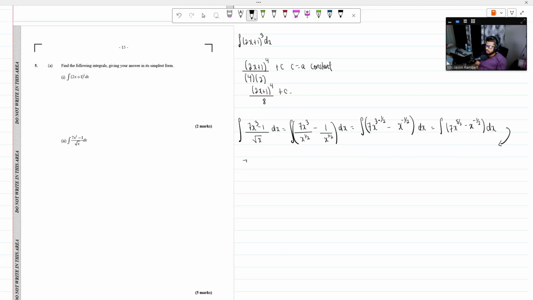I'm going to get 7x to the power 5 over 2 plus 1, which is the same thing as 5 over 2 plus 2 over 2, which is 7 over 2, divided by 7 over 2. Take away x to the power minus a half plus 1 becomes a half, divided by a half, plus c. I'll put plus k, where k is a constant.